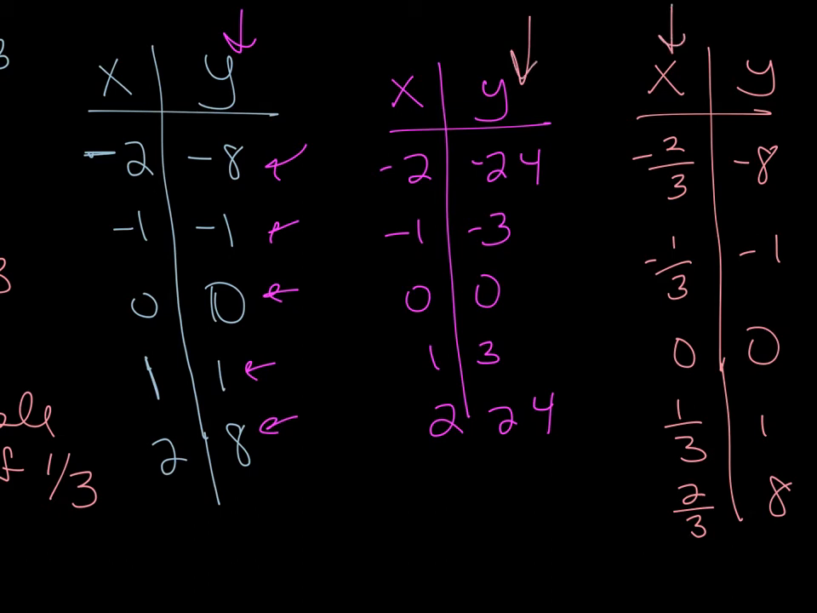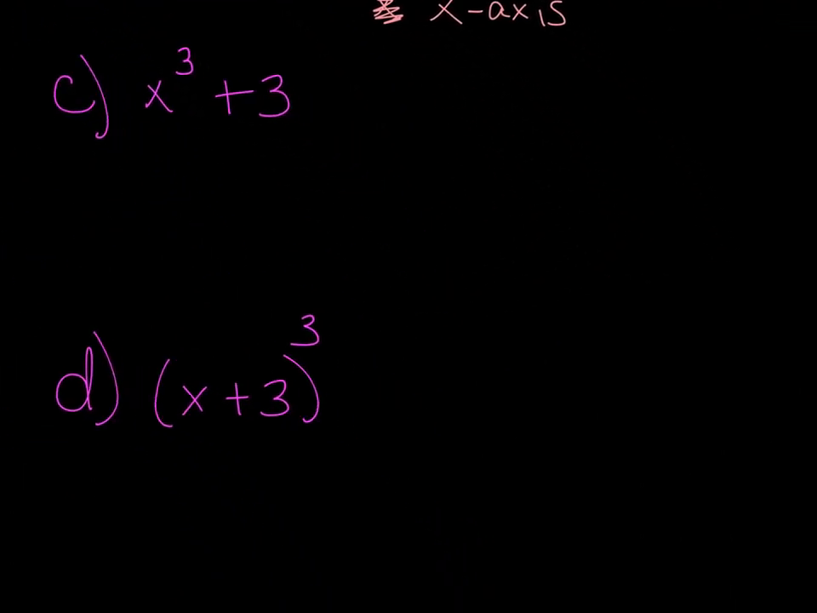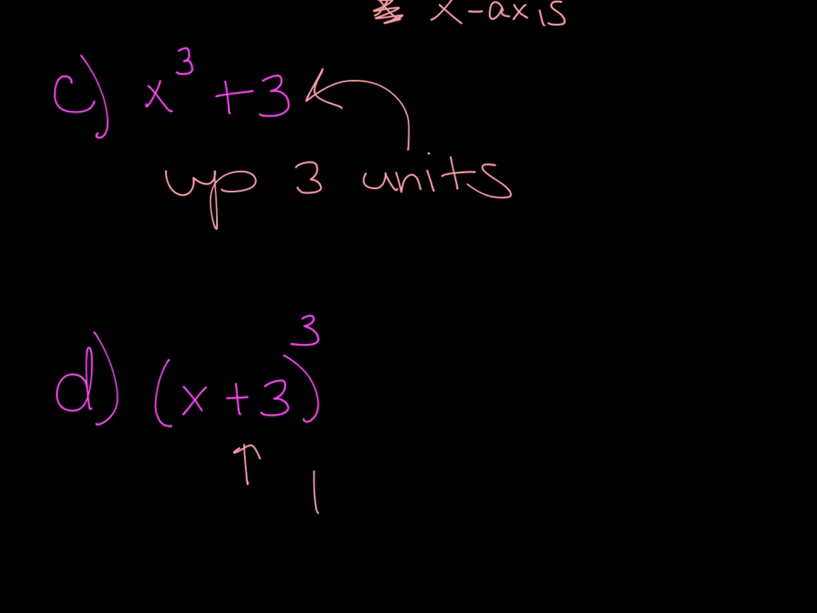Now the last two things that we talked about were the shifting. When you're on the outside, you're going to be shifting up or down. So this is going to be up 3 units because we are on the outside. Because this is on the inside, you're going to move left or right. Because it's positive, you're moving left 3 units.